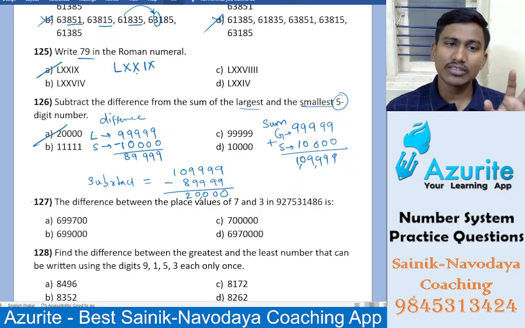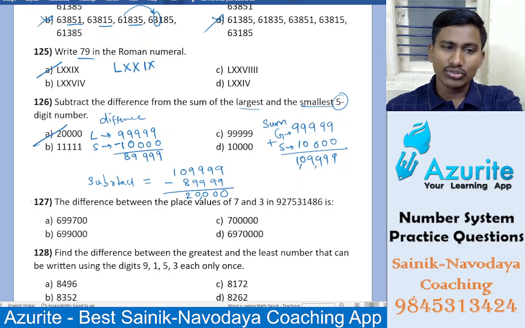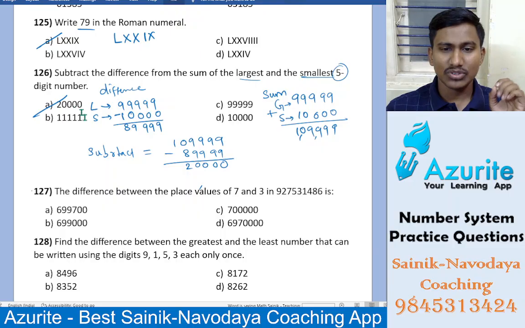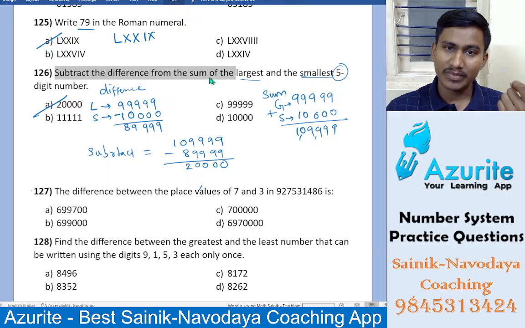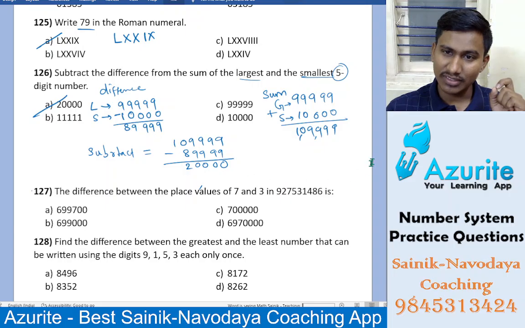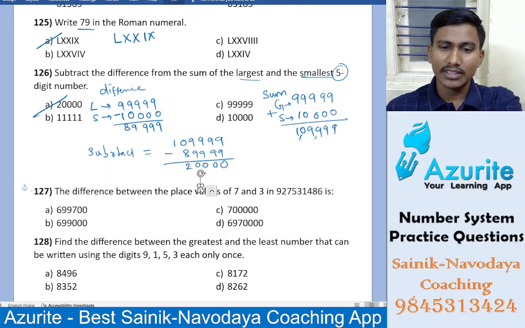So read the question and understand. Don't be in a hurry, okay? Read the question and understand, and it will be very easy. Just subtract the difference from the sum. This is the sum, this is the difference, we have to subtract the difference from the sum. Just subtract this, you will get the answer. Very, very easy questions.